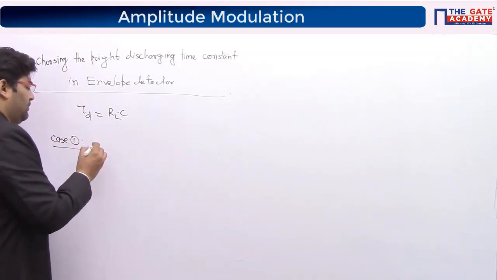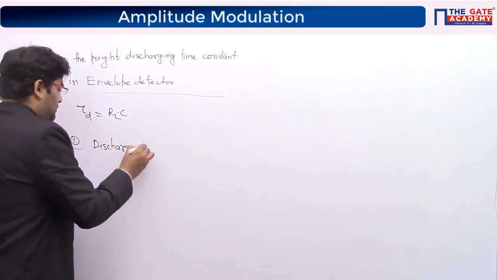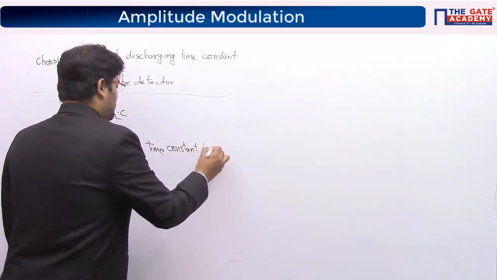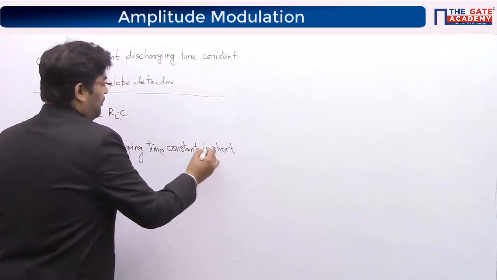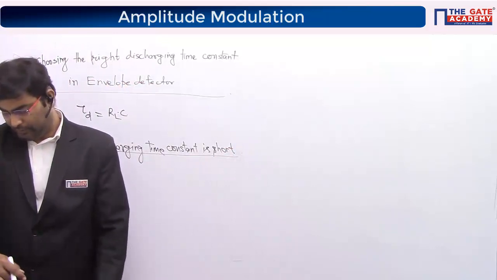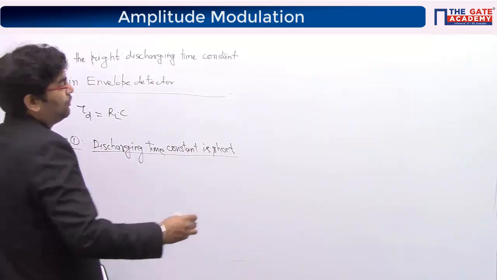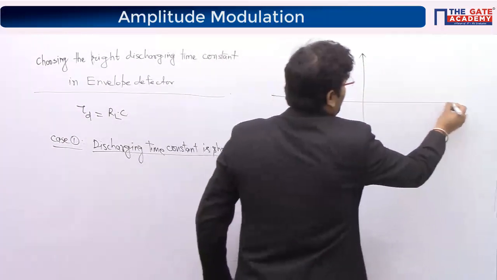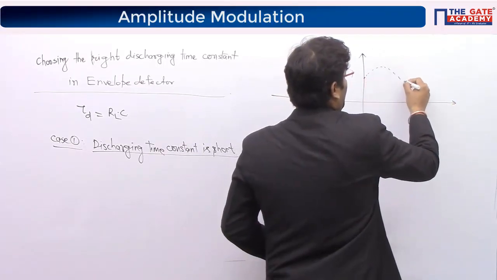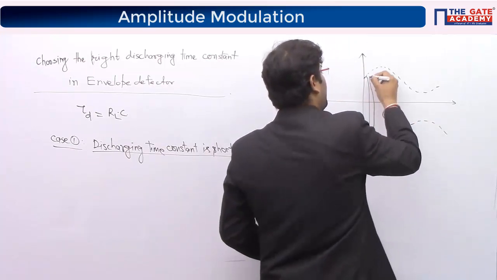Case 1, when the discharging time constant is short. Now if it is short, what will happen? It means it will quickly discharge, right? So what would be the problem? The problem would be, let me draw the diagram and show you guys. So we had our AM signal, something like this. The carrier here.